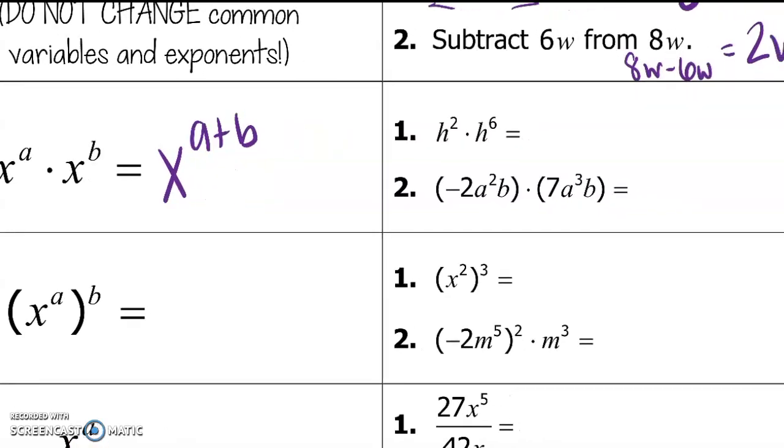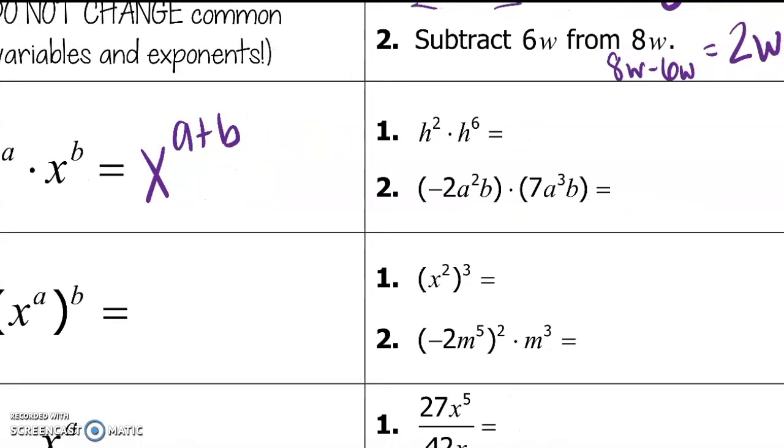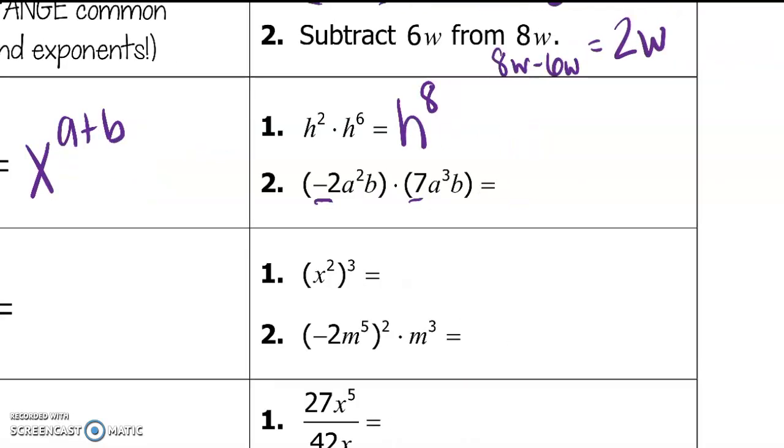So our first example, we have h to the second and h to the sixth, so that would be h to the eighth. Number 2, when you have coefficients and variables, this is still a multiplication problem. So -2 times 7 is -14. So you multiply your coefficients. The a's, we have a 2 and a 3, so that would be a to the fifth. A lot of people just put a b here. Remember, you have 1 and 1 for a total of 2. Your number always needs to be higher than what you start with.